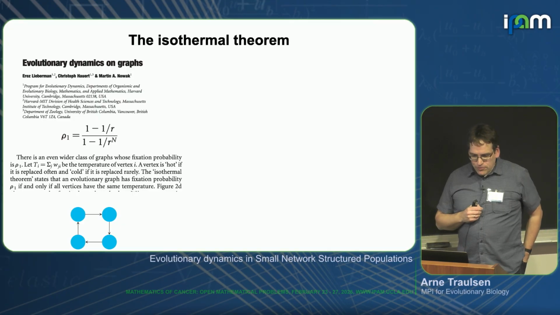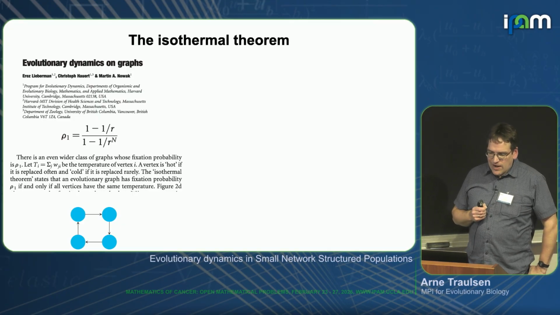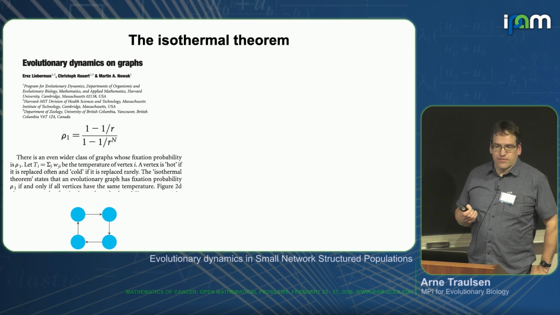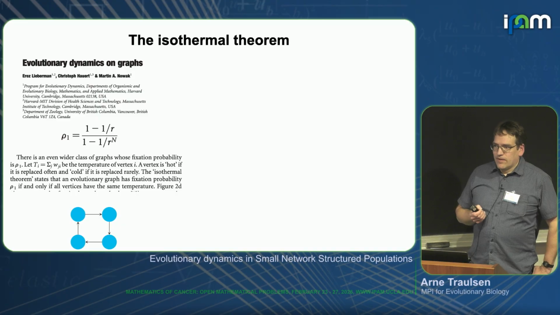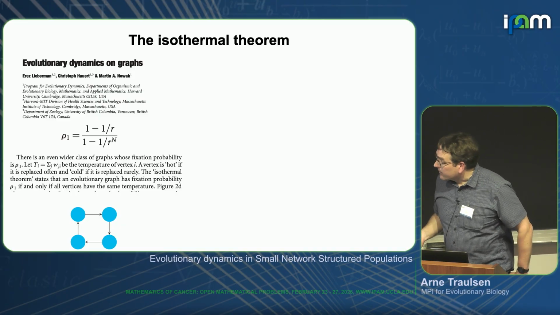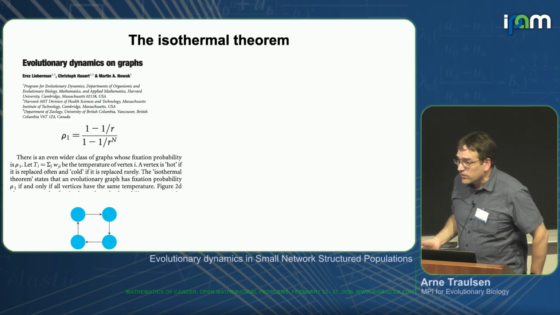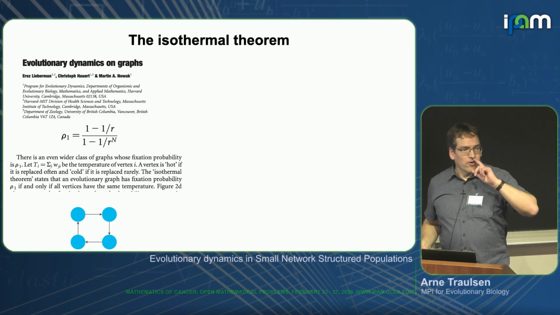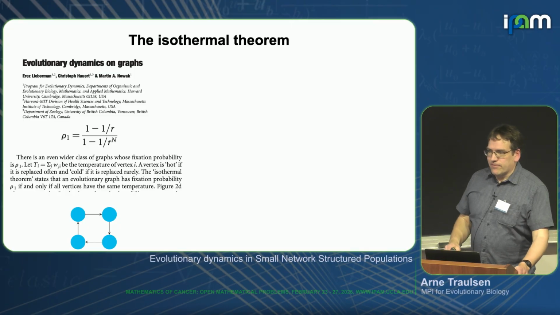Then they say the isothermal theorem states that an evolutionary graph has fixation probability rho 1 if and only if all vertices have the same temperature. That's a powerful theorem. For example, this is an example for this. If you have this circle that we've seen yesterday in your talk, this is something which would have the same fixation probability.